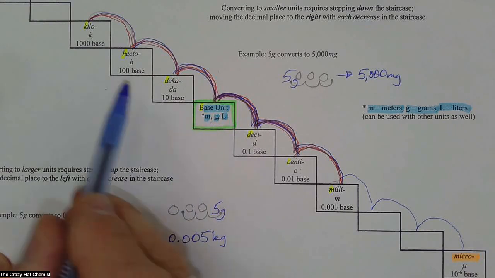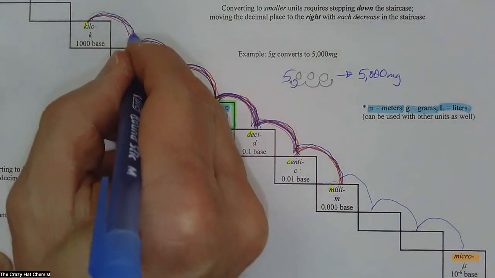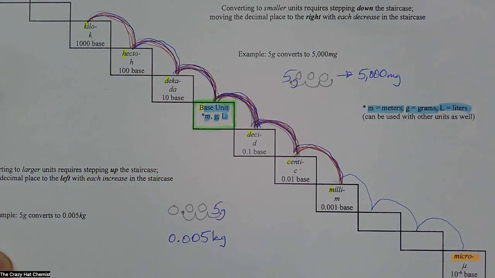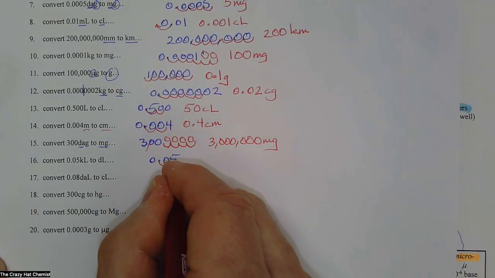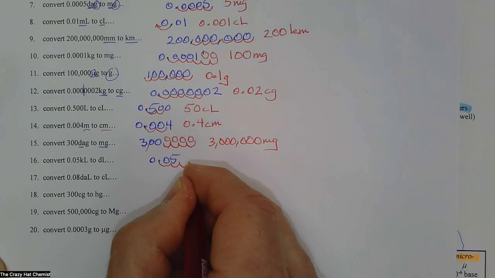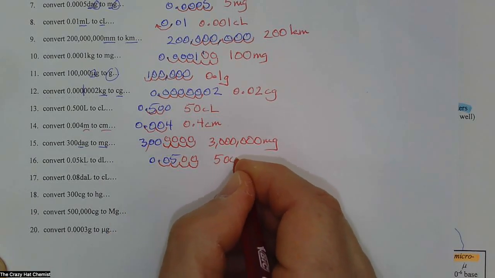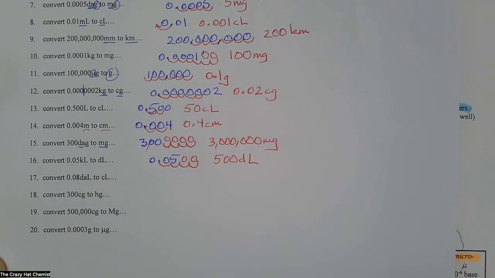The next one here is 0.05 kiloliters to deciliters. So kiloliters, that's right here, to deciliters, that's right there. So 1, 2, 3, 4 to the right. Let's see if we can do that one here. That is 1, 2, 3, 4 to the right. Replace these with zeros, and we will have 500 deciliters, excuse me. All right. I think we only have 4 more to go, folks. So that's not too bad.